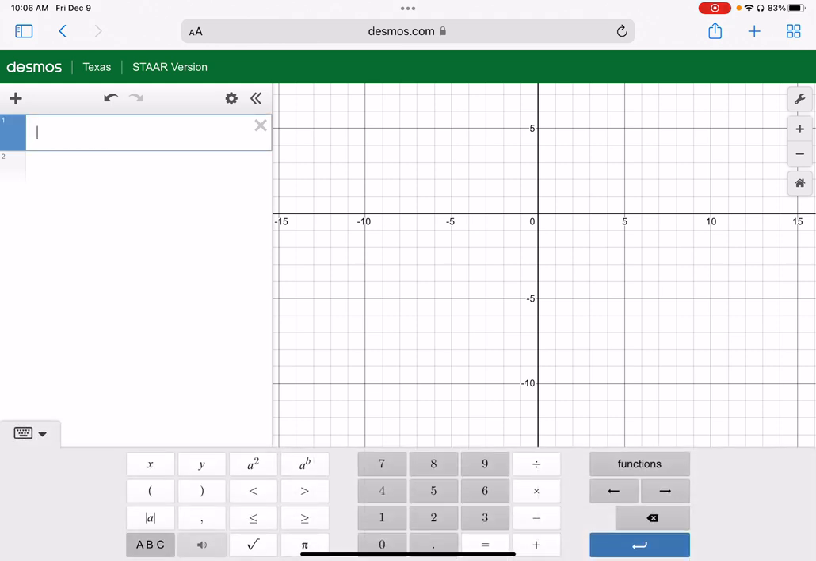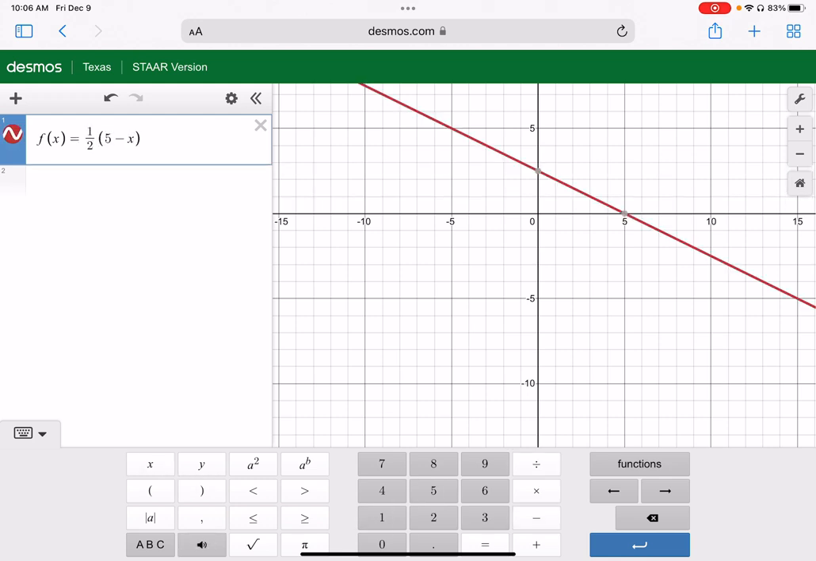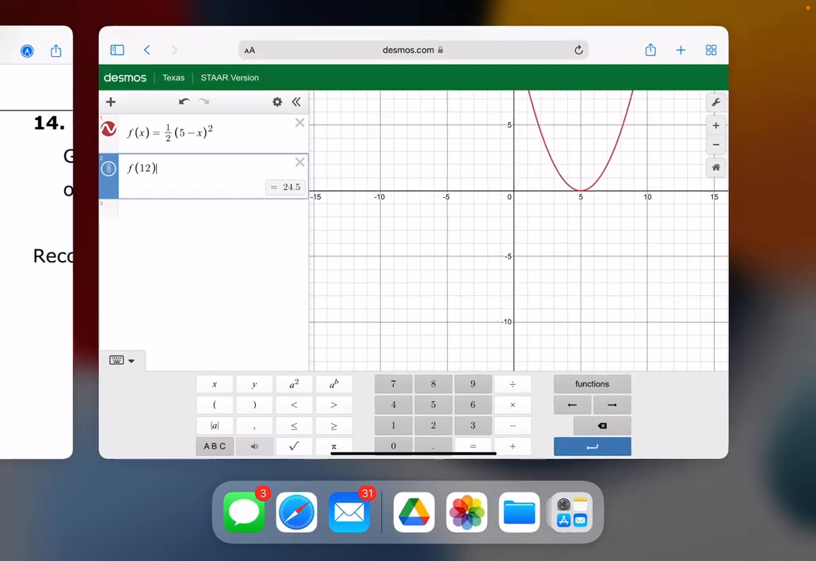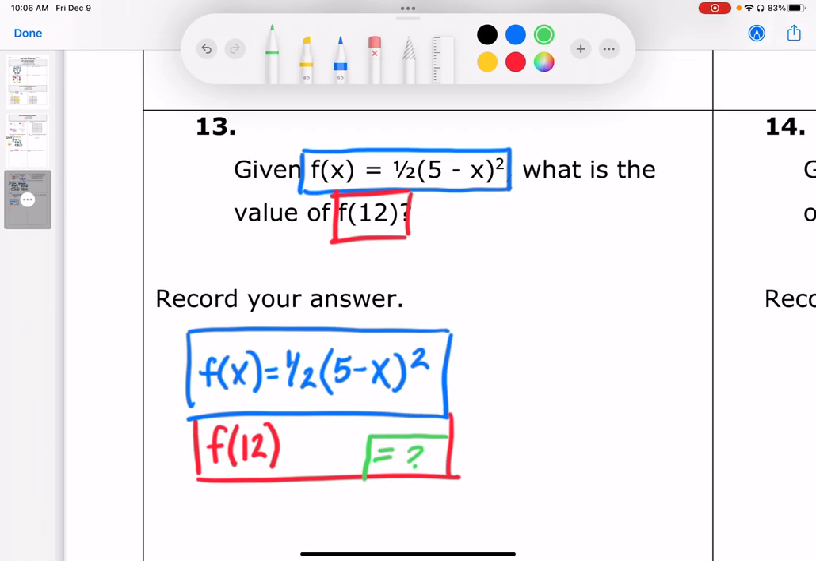These are my favorite because they're so easy to do. So we have f of x equals 1/2 times 5 minus x, and then we press this little a squared over here to get our little 2 in our exponent. Then we go to the second one, which is f of 12, and it gives us our answer right here, just like I said they would, at 24.5. So our answer that we got in this box is 24.5, and that's your final answer.